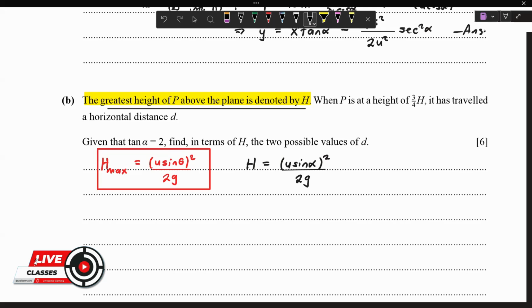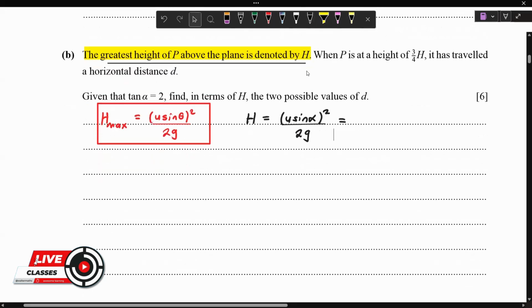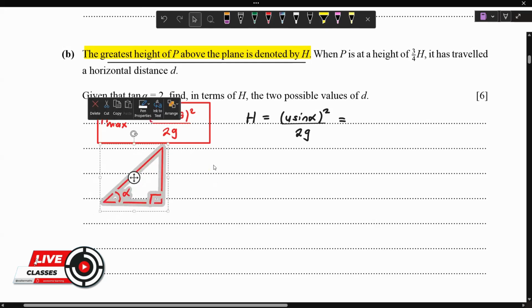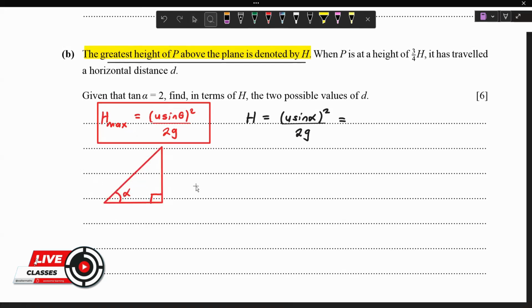Now, this is going to be equal to, now u sine alpha. Now, we've been told that tan alpha is 2. So if I make a little right angle triangle here, and I say this angle is alpha, we have this little triangle just to help us with the angles. So let me do this. All right, so since tan alpha is 2, it means that the opposite side is a 2 and this side is a 1.